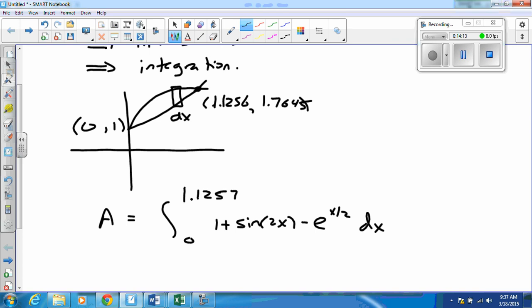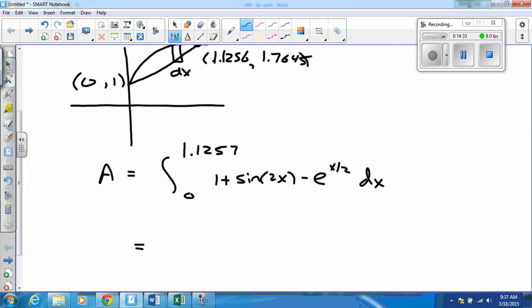Excellent. Now, let's just check real fast. Did he do top curve minus bottom curve? Yep. Did he do first x to last x? You sure he didn't do y? Check that. Yep. You just want to make sure you do x's and not y's because your integral is in terms of x's and not y's. That's very good. And now, how am I going to compute that integral?